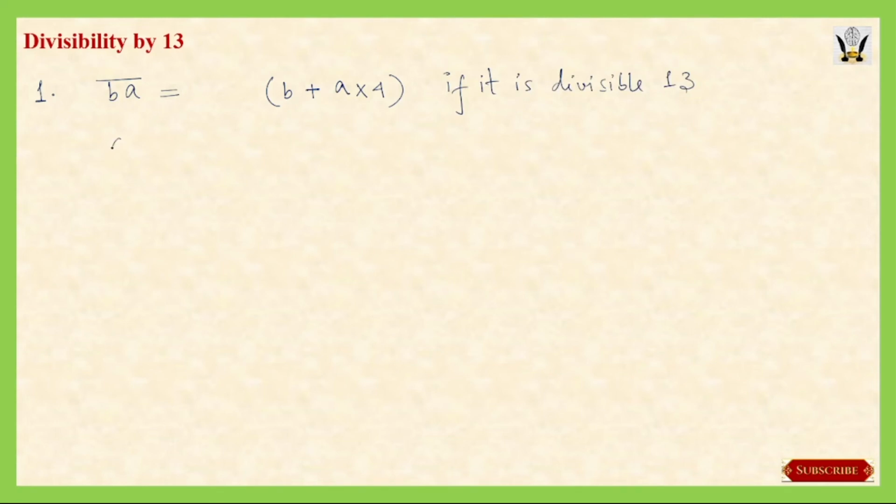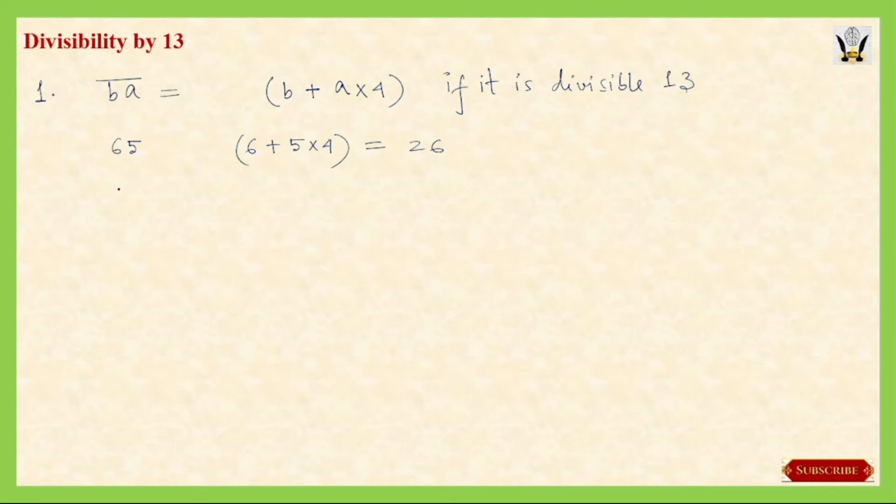So let's take one example, say 65. We take the digit at the units place, which is 5, then multiply by 4, and add that result of multiplication to the rest of the number. So the final result will be 20 plus 6, 26, and we know 26 is divisible by 13. So 65 is also divisible by 13.